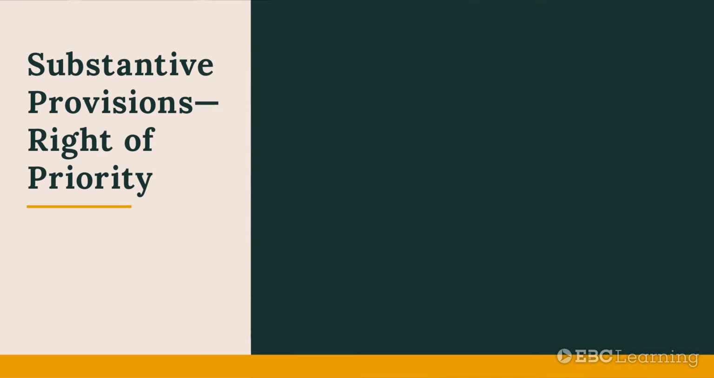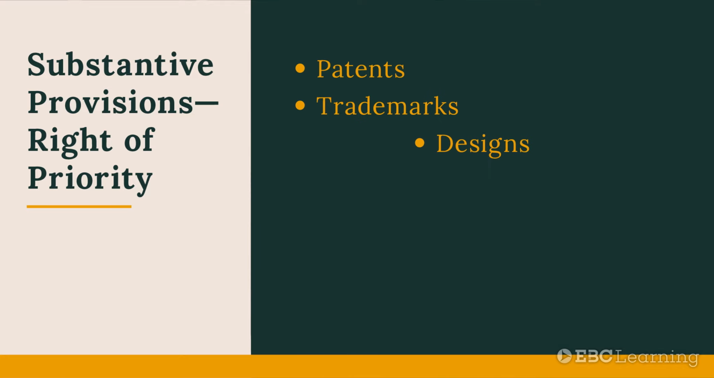Then the convention provides for right of priority. This is in the case of patents, trademarks, and designs. This means based on the regular first application filed in the contracting state, the inventor can apply for the protection in any other contracting state within a predetermined period of time.